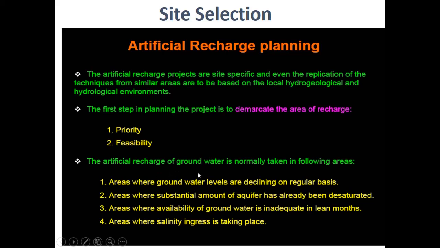So the artificial recharge of groundwater is normally taken up in the following types of areas. Areas where groundwater levels are declining on a regular basis. Areas where a substantial amount of aquifer has already been desaturated, and areas where availability of groundwater is inadequate in lean months. Areas where salinity ingress is taking place, that is, in coastal tracts, wherever saltwater intrusion is taking place. These are all the areas where artificial recharge should be taken up.